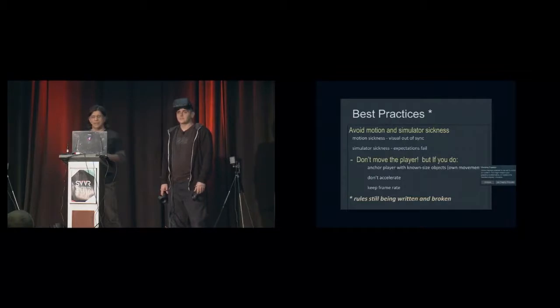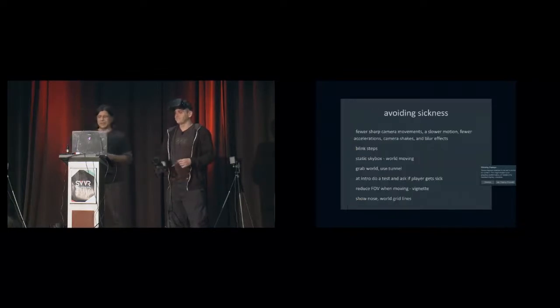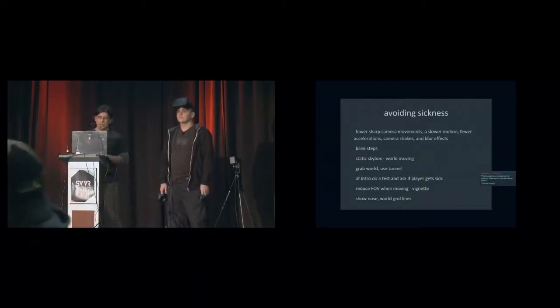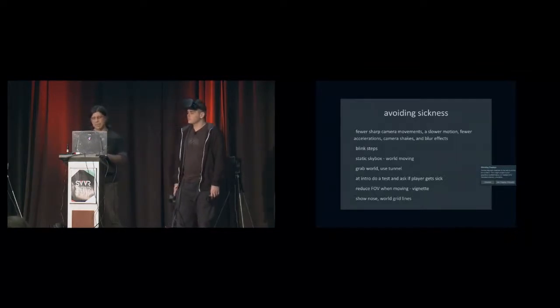Naturally, the first thing you have to avoid is motion and simulator sickness. The thing I always tell people is don't move the player, even though a lot of these gamers like to move the player. Don't accelerate. Always maintain frame rate. Actually, the first thing should be maintain frame rate. And there's a lot of things that you can do to avoid sickness. Everything from the type of locomotion to testing to reducing the field of view if you are moving the player. In some cases, show the nose, show world grid lines. There's a ton of things, and I've seen a lot of where it fails, where it doesn't fail.